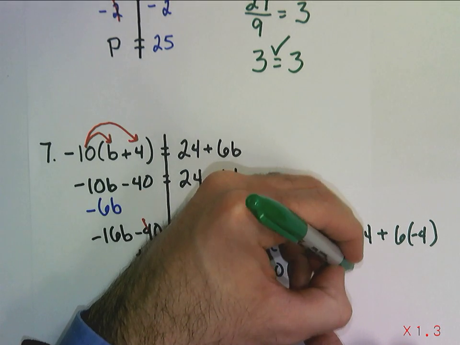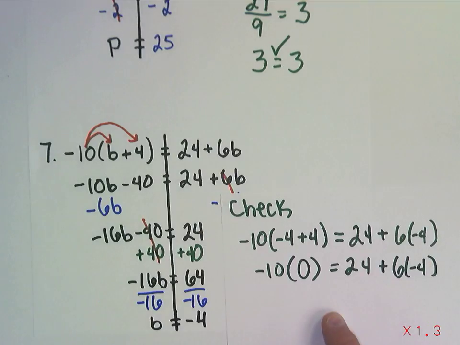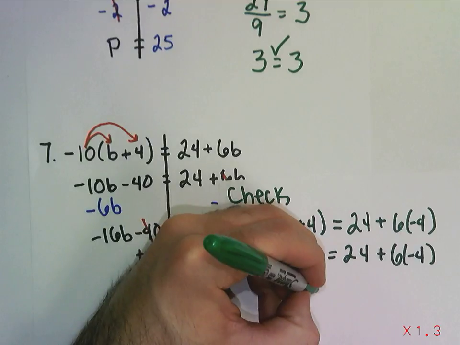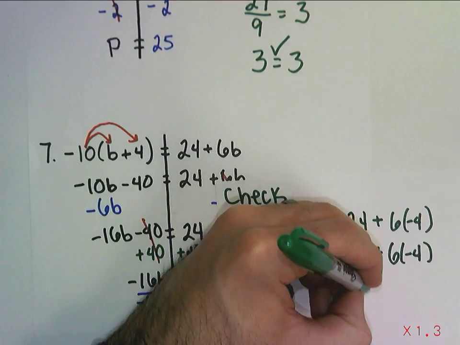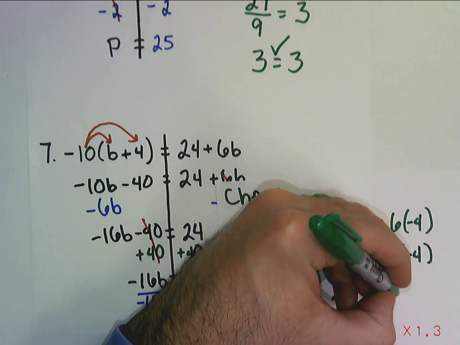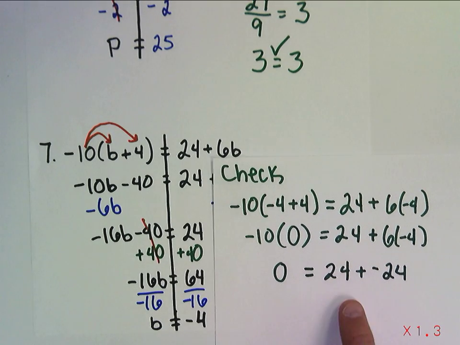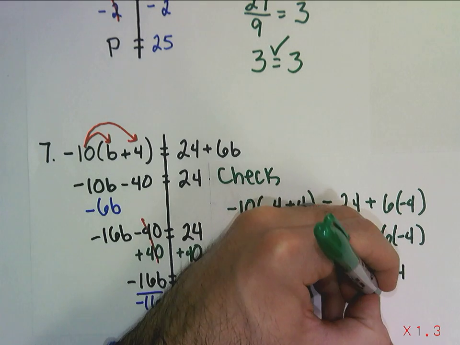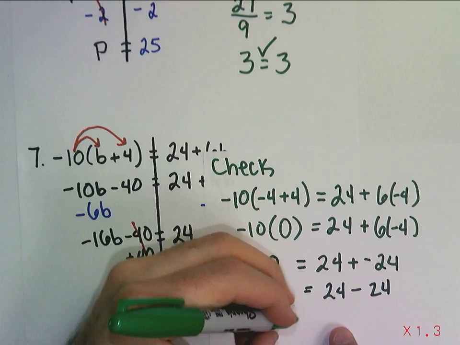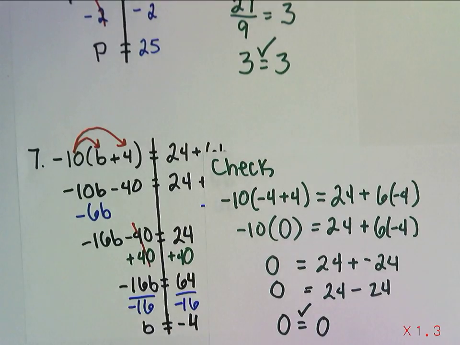Writing all my steps down again. So on this left side, I know I'm just going to have 0, and that's going to be equal to 24 plus 6 times negative 4, which would be a negative 24. So 24 plus negative 24, or 24 minus 24, it's the same thing, should be 0, which means 0 is equal to 0. So that one checks out.